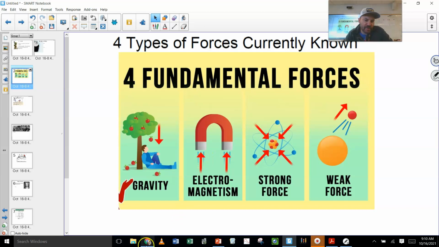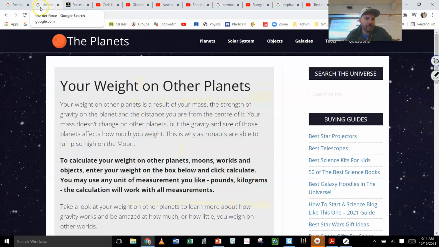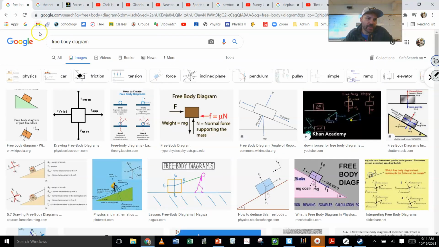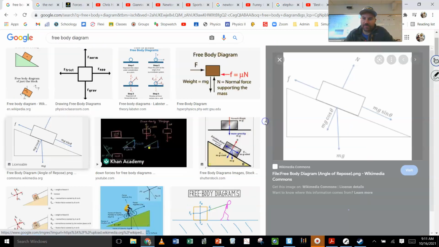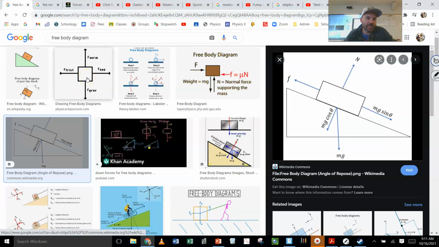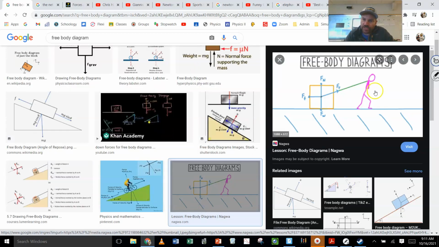When we start talking about forces, we draw a lot of pictures. Inside of physics, we call it a free body diagram. A free body diagram is a picture. I just did a Google image search for forces, and there's a bunch of forces, and it labels what forces are on that object. For instance, here's a box that a person is pulling.